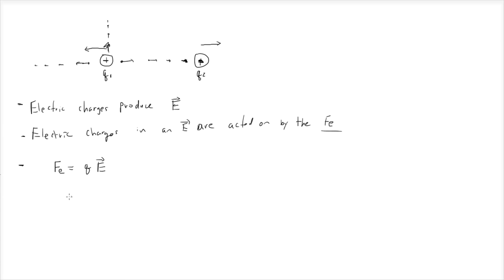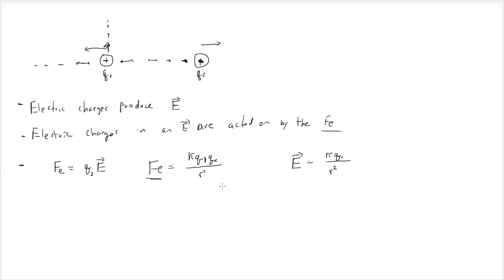Mathematically, remember that the electric force is K Q1 Q2 over R squared. Well, if Q times E is the electric force, you can see that the electric field is equal to K times Q1, in our example, over R squared. Because if we multiply this by Q2, it'll give us the electric force.